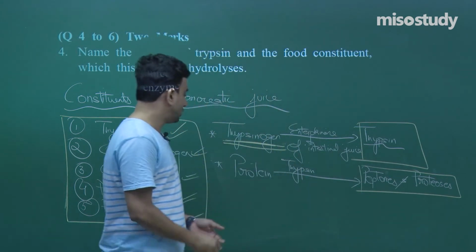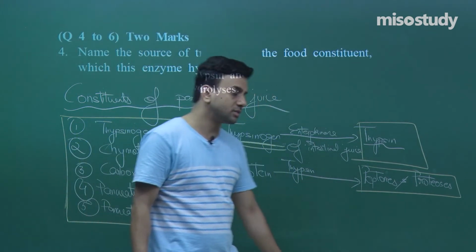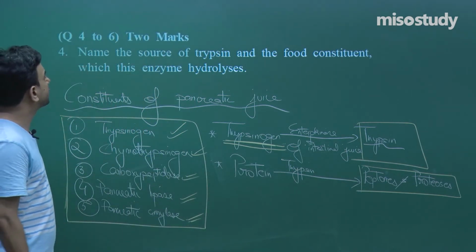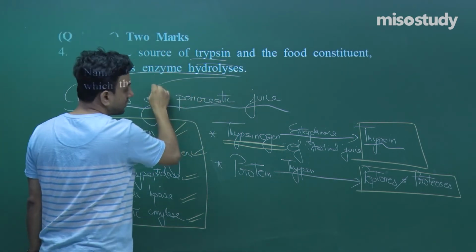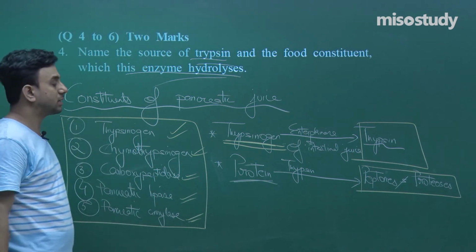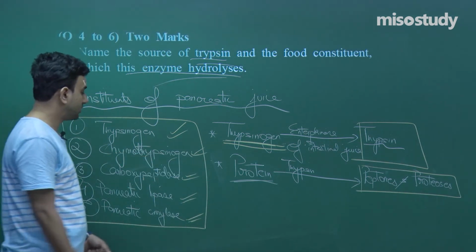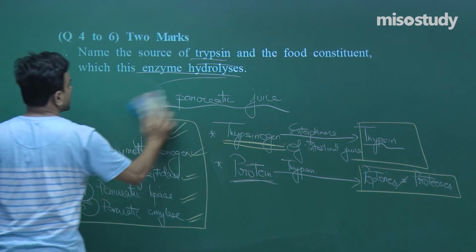Okay. The protein will be acted upon by trypsin and form peptones and proteoses, right. Hence, name the source of trypsin, pancreatic juice, and the food constituent which this enzyme hydrolyzes. So, it is protein which the trypsin will hydrolyze, and it will hydrolyze into peptones as well as the proteoses, right. Let us now move to the next question.